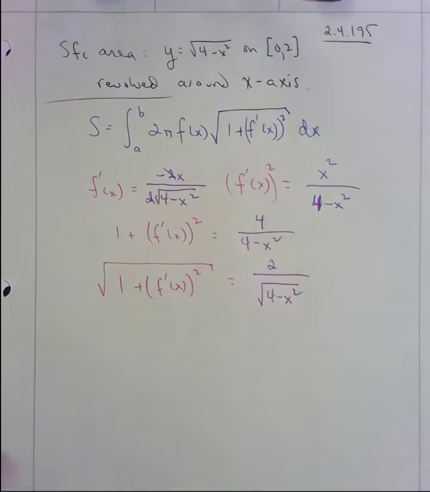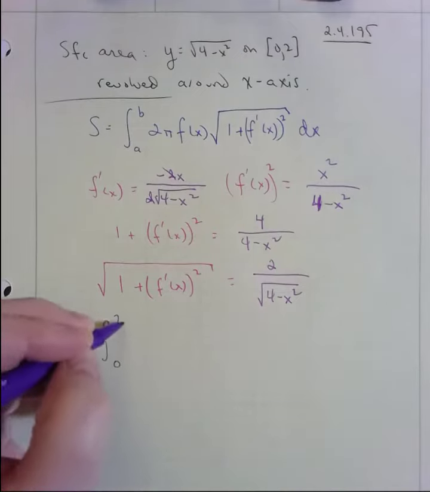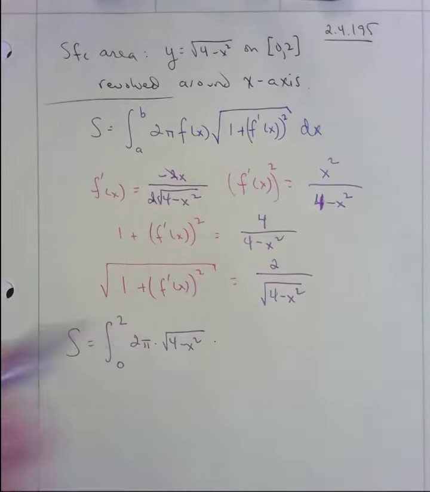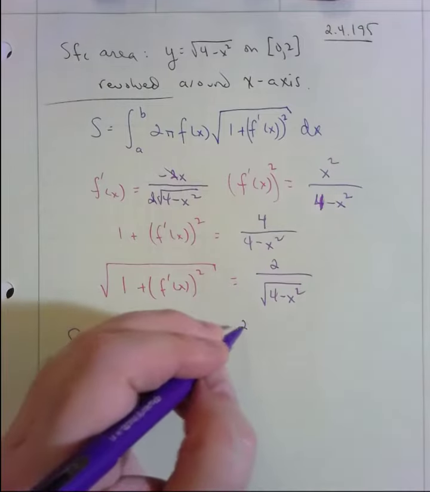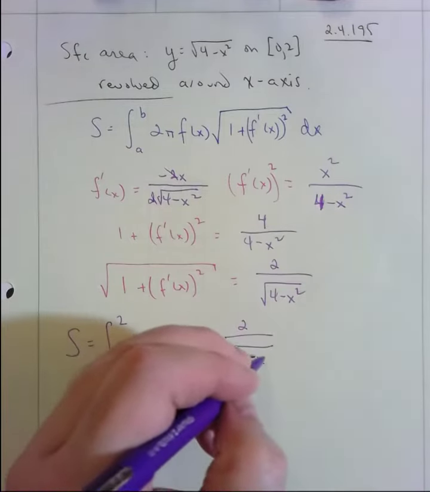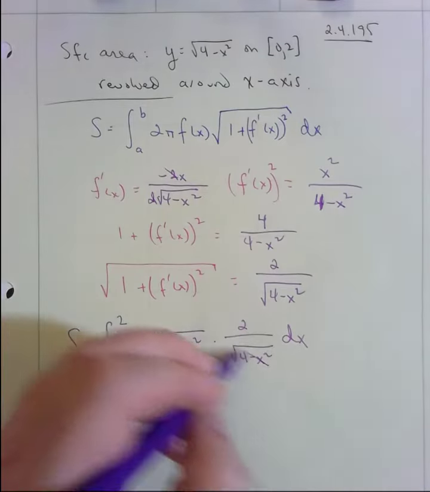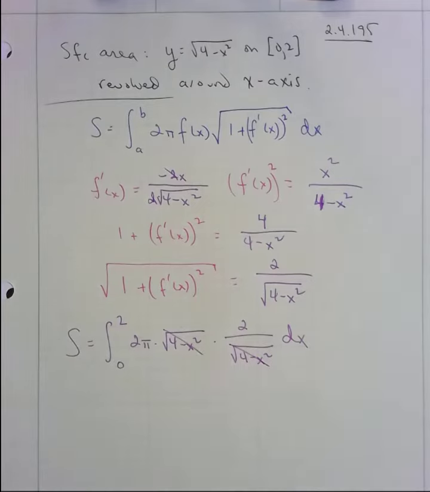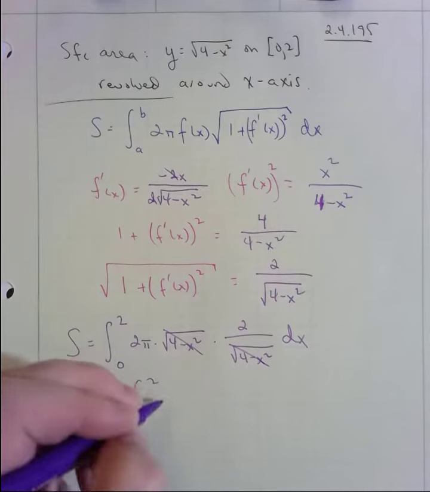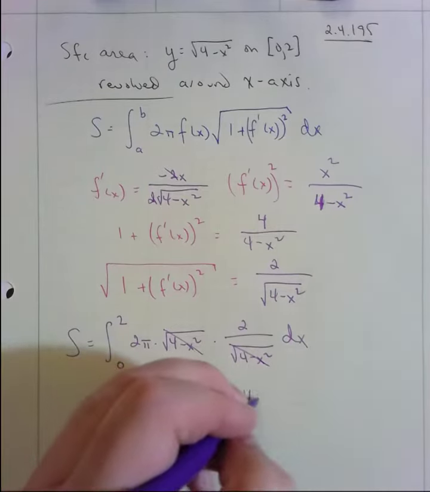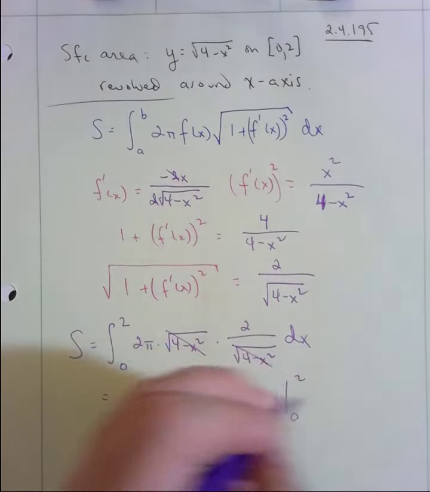Now we're ready to load up the horrible surface area equation. We're going to integrate from 0 to 2. We'll have 2 pi times the original function, and then we multiply by this tail end that we just created, and oh, look at that, something nice is going to happen. These terms are going to cancel. It's almost like you can plan problems out so that they become relatively simple. This will be the integral from 0 to 2 of 4 pi dx, which is 4 pi x from 0 to 2, and that's just 8 pi.